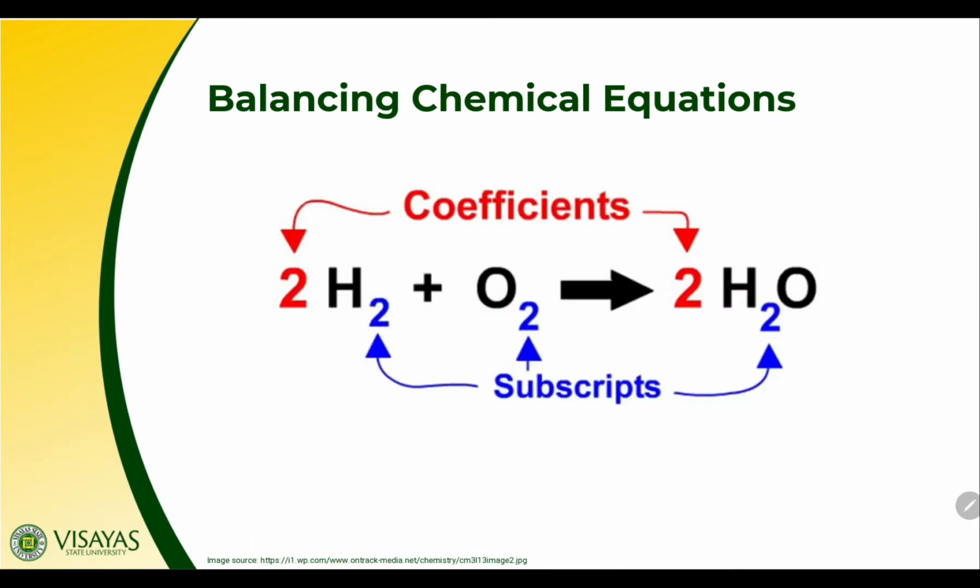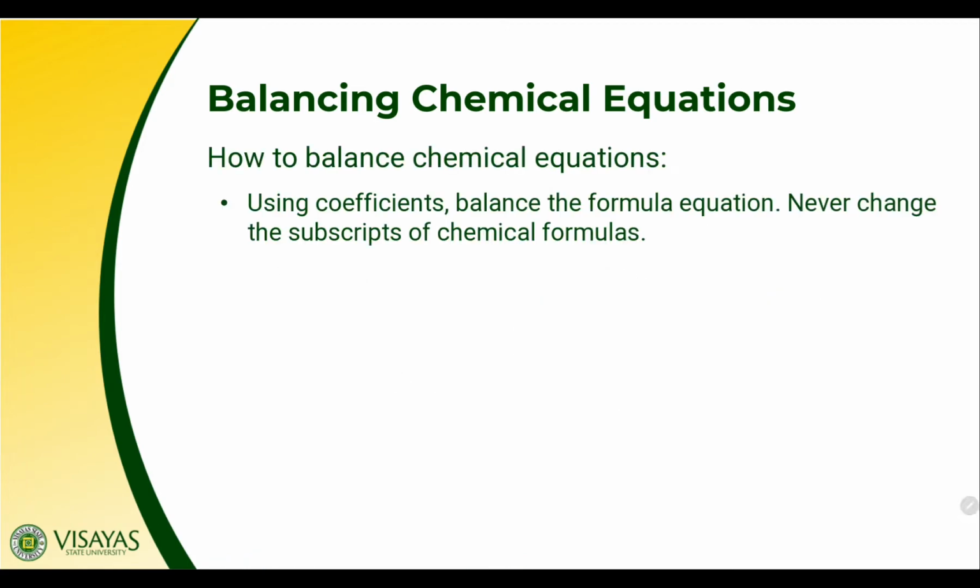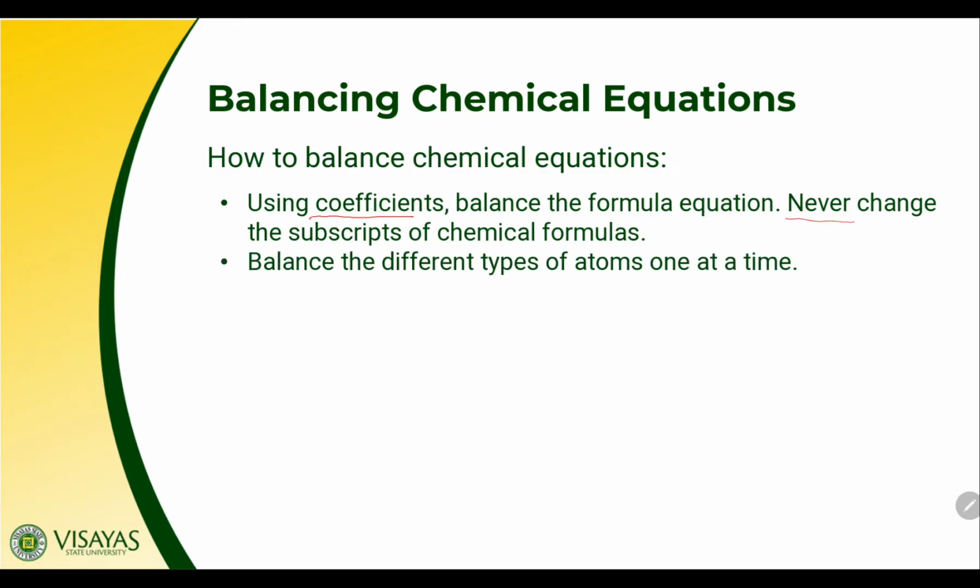Now, how do we balance chemical equations? As I said in the previous slide, the numbers which appear before the chemical symbols of the reactants and products are called coefficients. The numbers, on the other hand, which appear after each chemical symbol are called subscripts. So again, how do we balance chemical equations? What we do is we make use of coefficients. Okay, we should never change the subscripts of chemical formulas. To balance chemical equations, we will make use of coefficients.